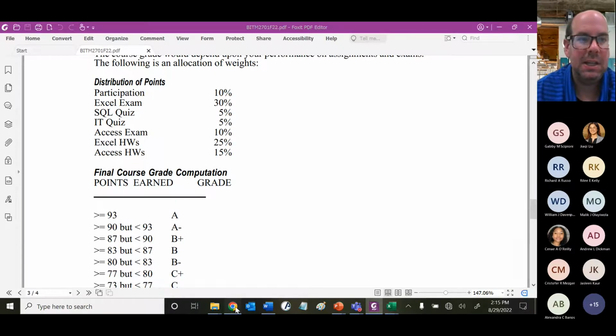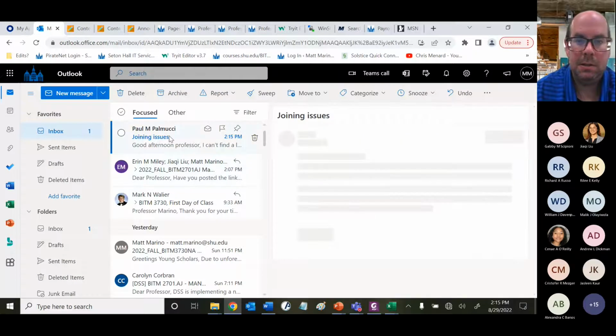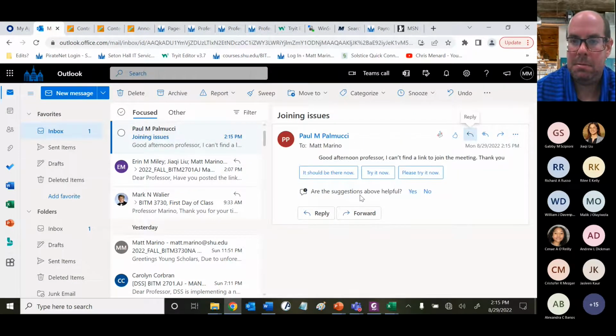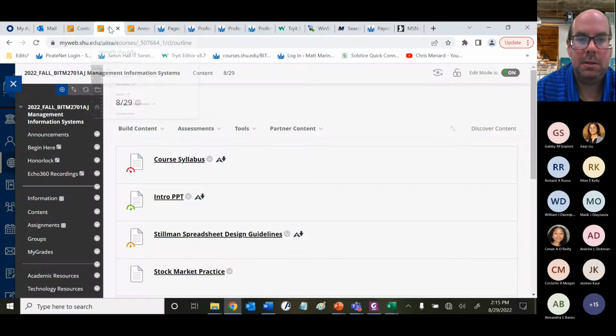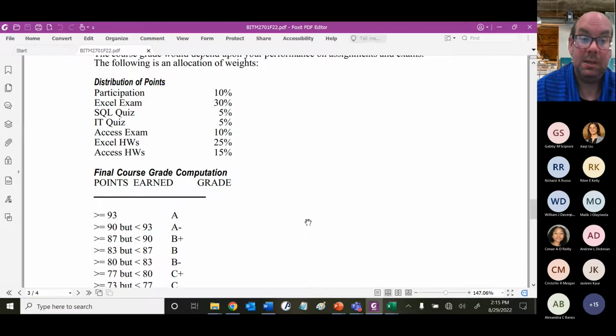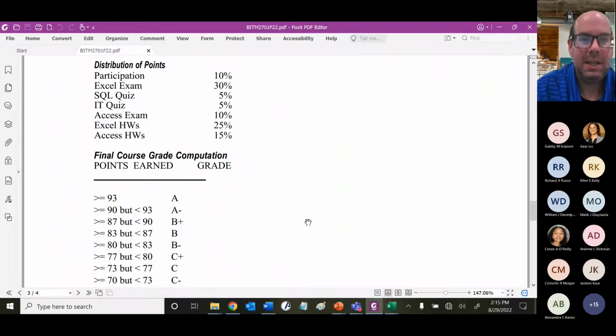PowerPoint I show you in class. The IT quiz, like I said, it was in previous semesters, half of the third exam. Now it's just an IT quiz. The Access exam is the second exam, which basically we do an example in class and you have it all set up for when the actual Access exam is the following week.